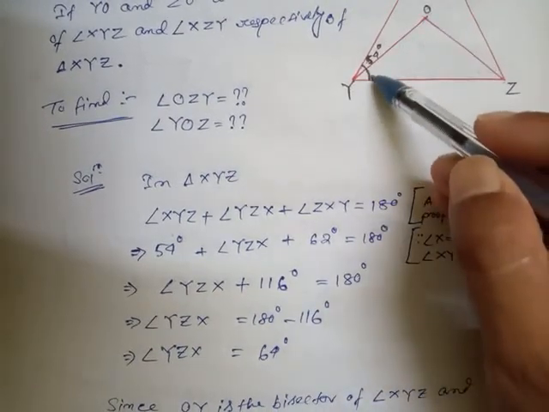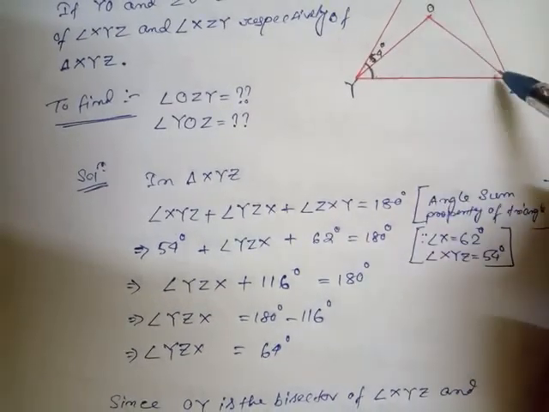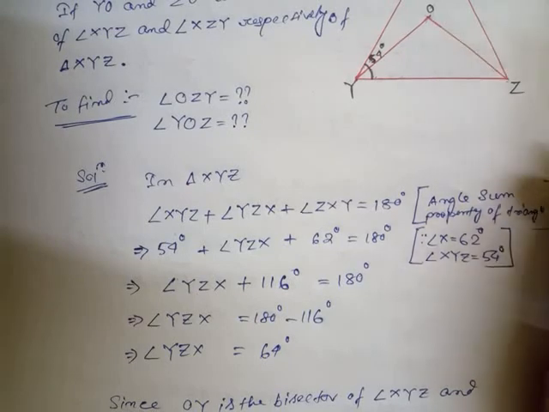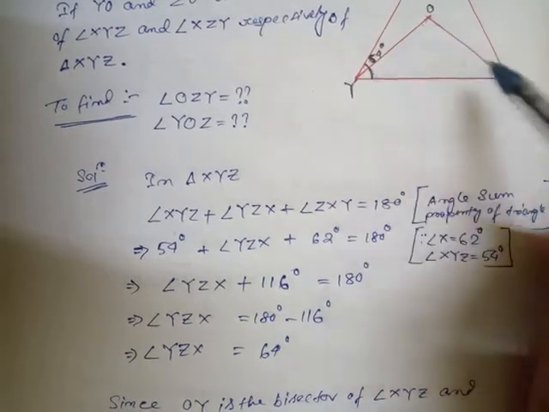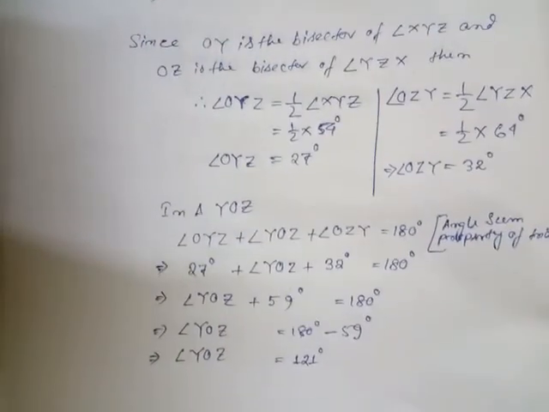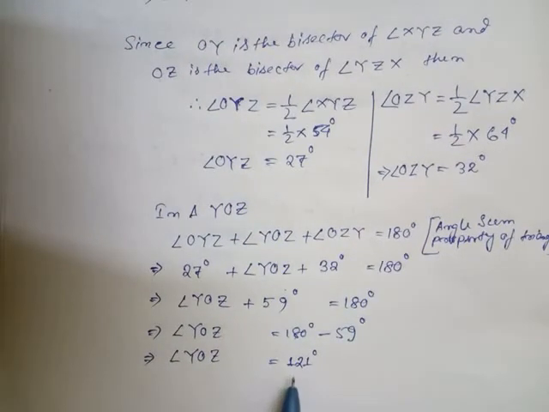So student, look here now in the diagram, this angle OYZ is 27 degrees. OZY, this angle is 32 degrees, and this angle is 121 degrees. Now if we add these three angles, we'll get 180 degrees, which means our answer is correct. So YOZ equals 121 degrees.